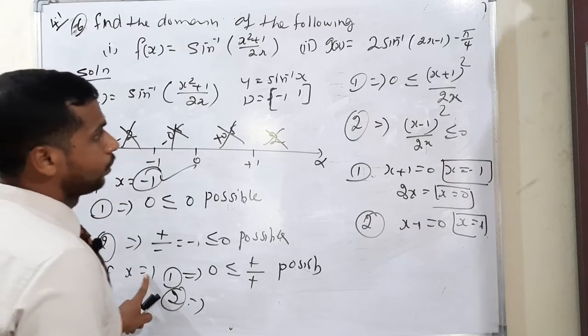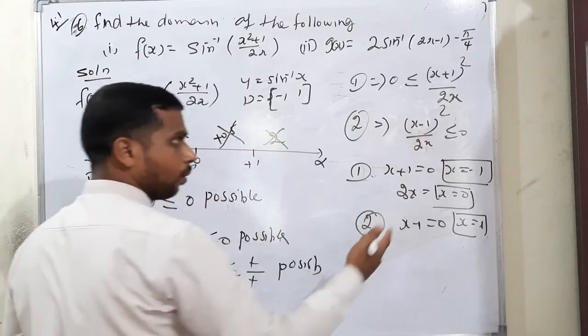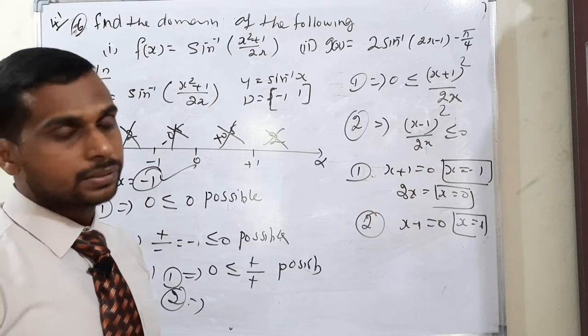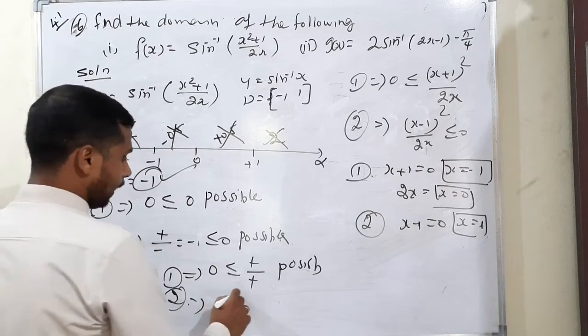Next, the second case. x is also positive 1, which means 1 minus 1, so 1 minus 1 is 0. 0 divided by anything means the value will be 0. So we can be sure the second case is also possible.